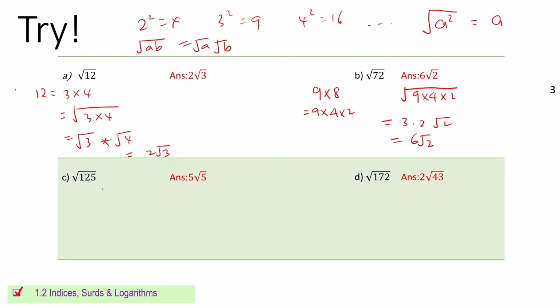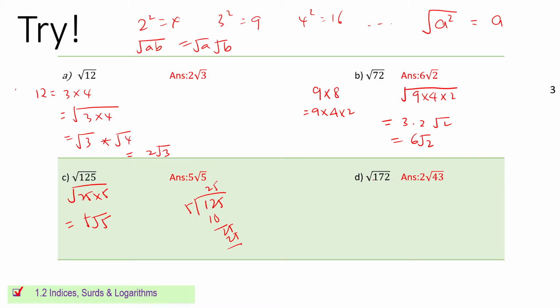And then how about 125? I know that anything ending in 5 can be divided by 5. So what I am trying to do is 125 divided by 5, so it is 25. And we know that 25 is a perfect square, so 25 by 5. So I have 5 surd 5.